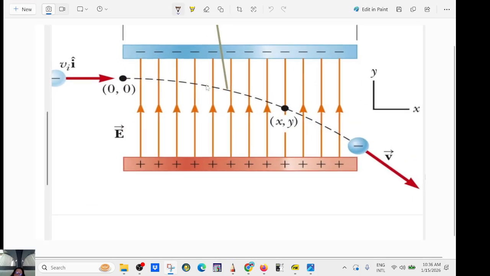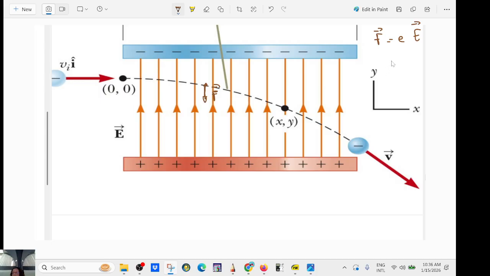Okay, so let's say the electron here, that will be your force. So F equals the charge of an electron, or Q, depending what charge you have, times the electric field. So there is a force down, which means that you have an acceleration. The acceleration is the force divided by the mass, so it's going to be E.